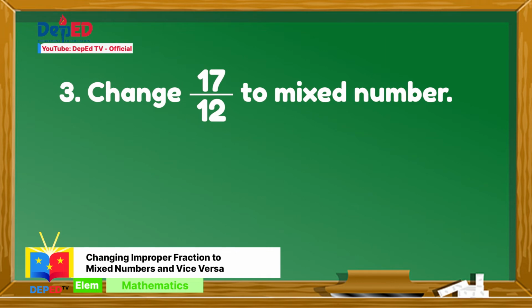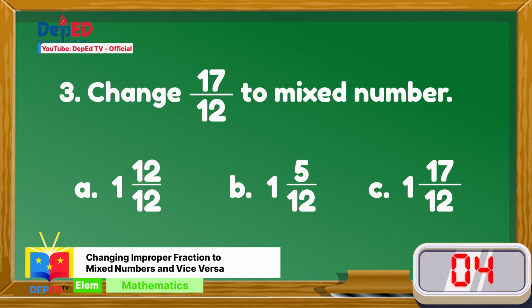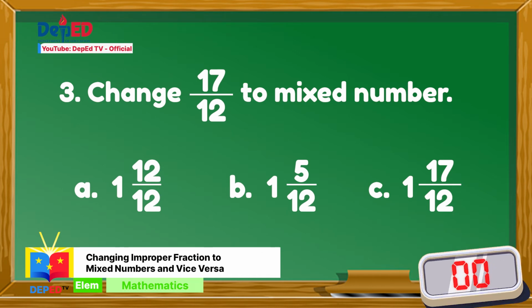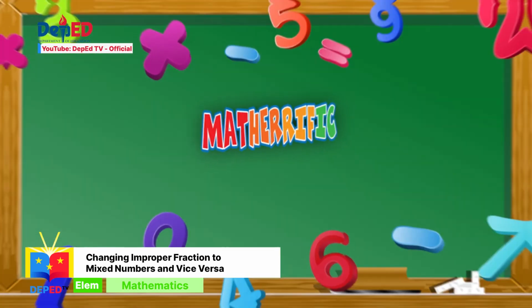Number 3. 17 over 12. A. 1 and 12 over 12. B. 1 and 5 over 12. C. 1 and 17 over 12. If your answer is letter B, math-terrific!